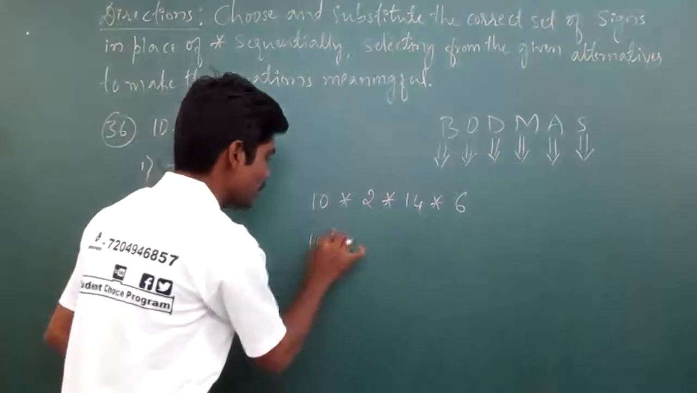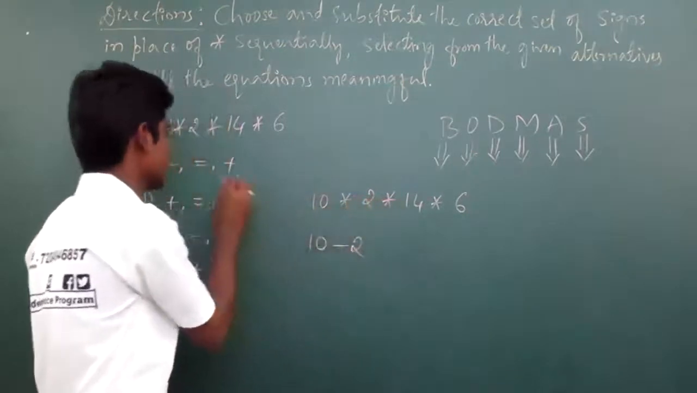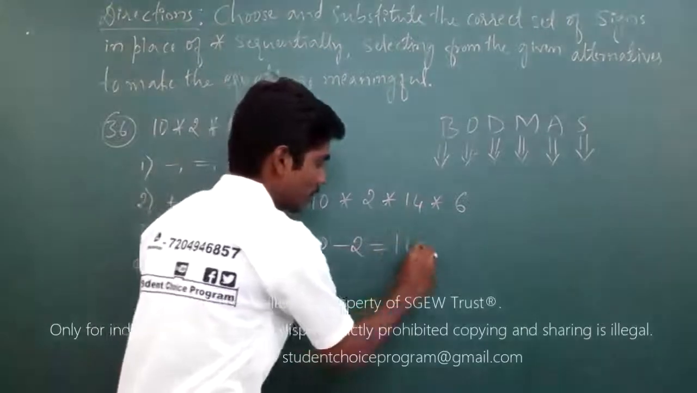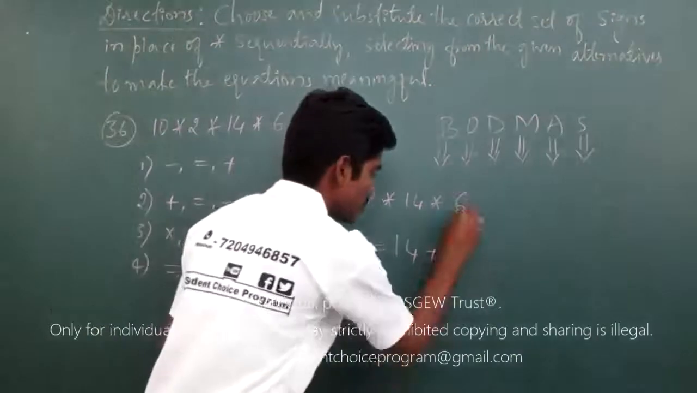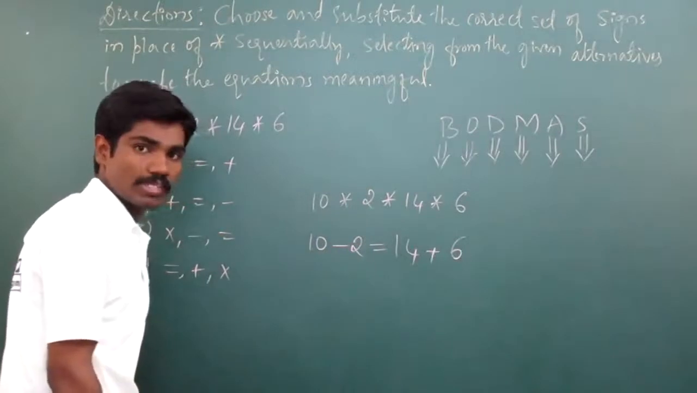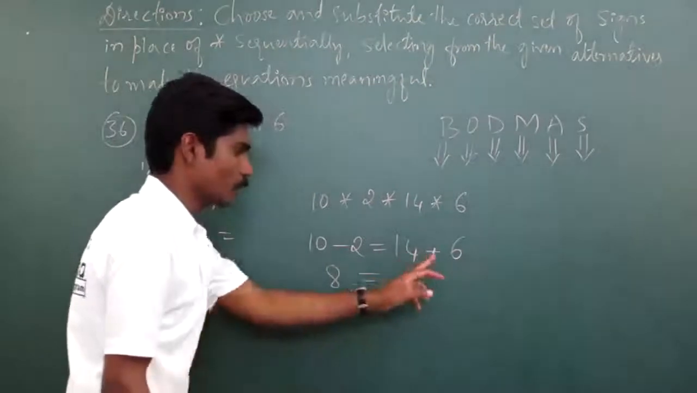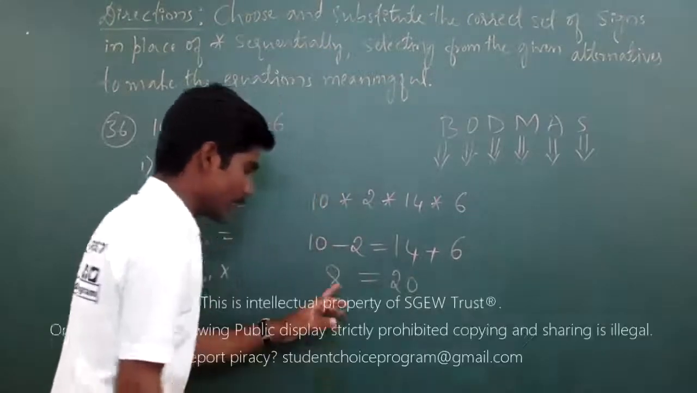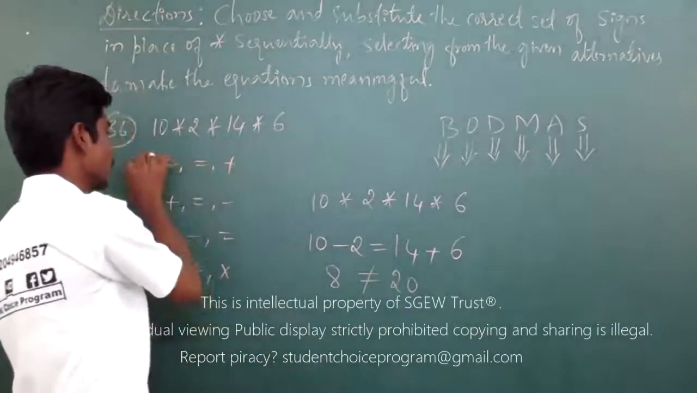In place of star, I'll write minus. 10 minus 2, then in place of star, I'll write is equal to, then 14 as it is. Again in place of star, I need to put plus and 6 as it is. Now solve this. What is 10 minus 2? Of course it is 8. That is equal to 14 plus 6. What is 14 plus 6? Yes, of course it is 20. But 8 is not at all equal to 20. Therefore, option 1 is wrong.